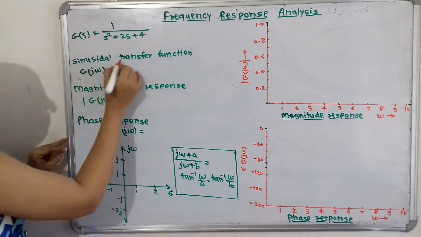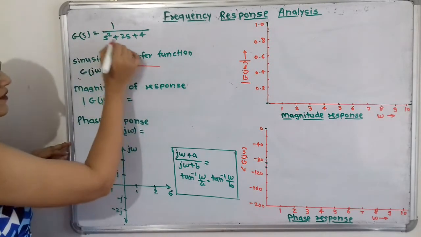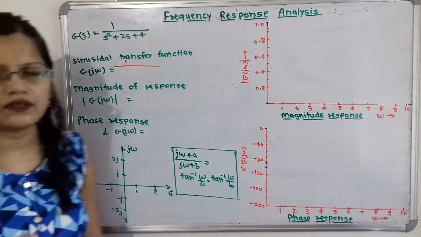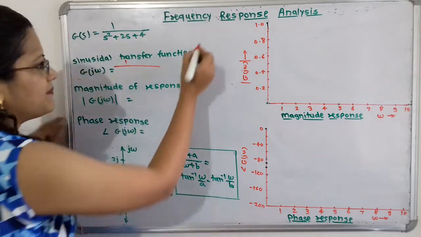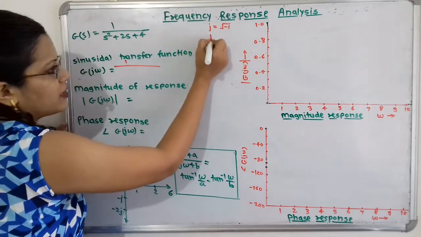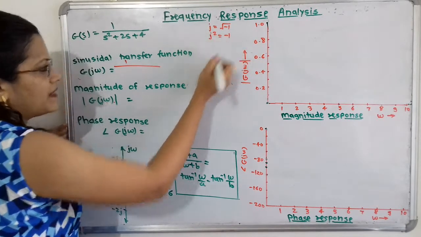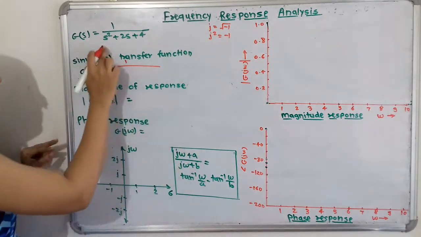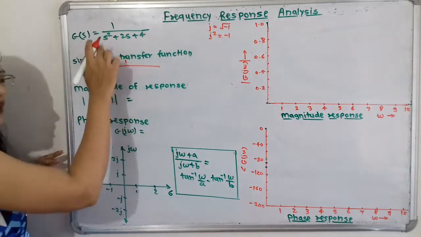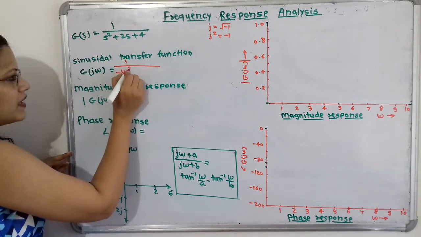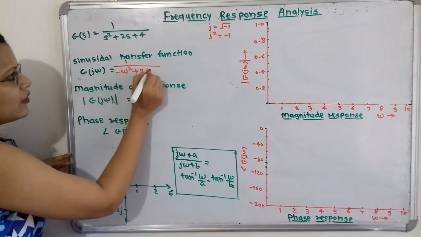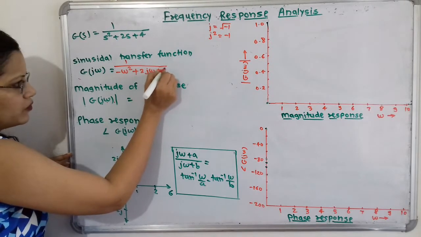So I will write here 1 divided by s square. Instead of s square I will write j square omega square. Now what is the value of j? j is equal to under root of minus 1 and therefore j square is equal to minus 1. So I will write here j square omega square, that is minus 1 into omega square, that is minus omega square, plus 2s, that is 2j omega, plus 4.